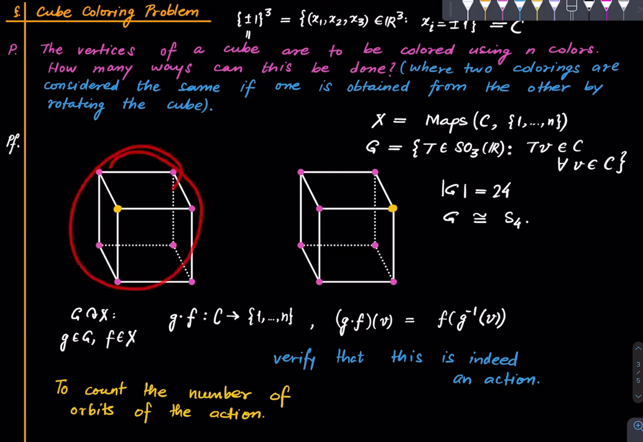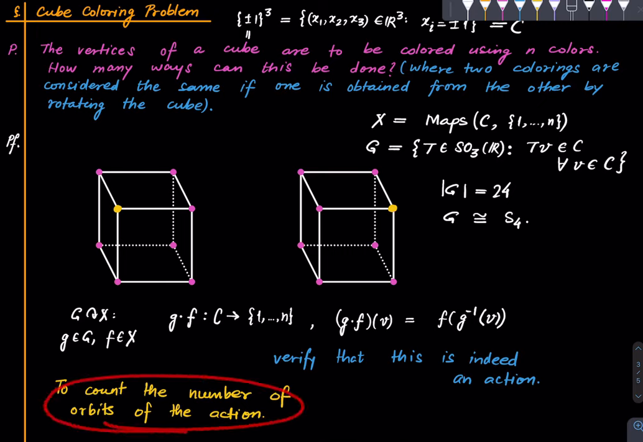Because suppose F was this coloring where it takes this vertex to yellow and every other vertex to pink, then taking G as rotation by this axis, you see that G dot F is this coloring. And these are precisely the things that we want to think of as the same. If you can rotate one coloring and obtain some other coloring, then those two things are to be thought of as the same. And that just means that things in the same orbit are considered the same. So we are trying to count the number of orbits.